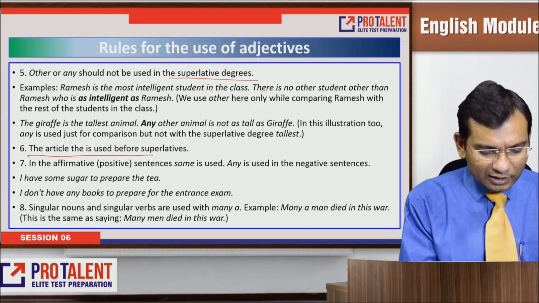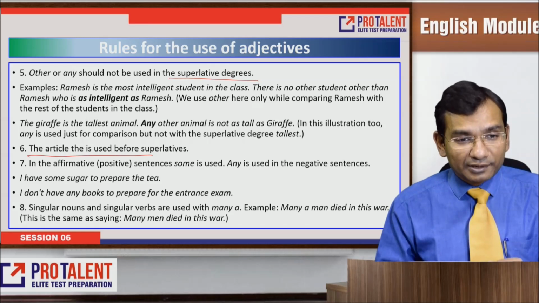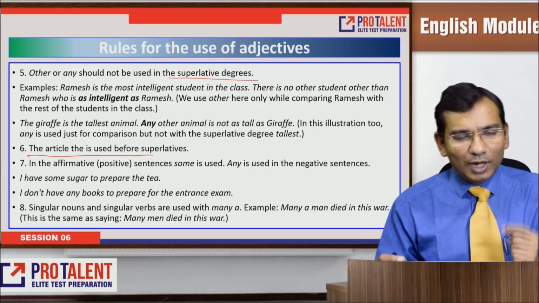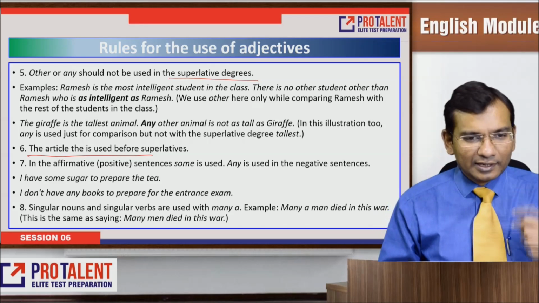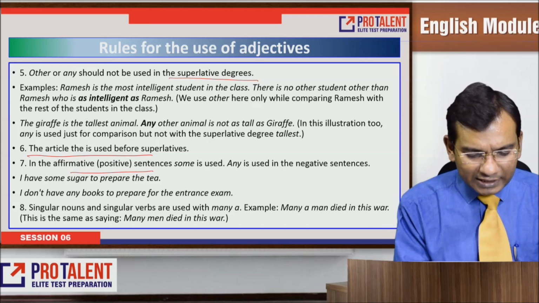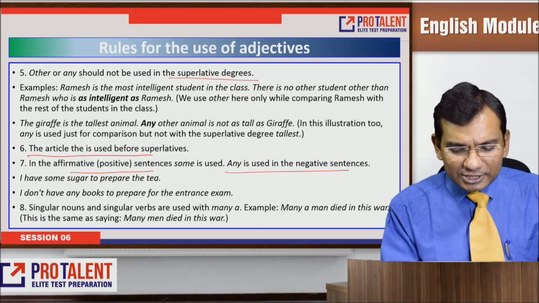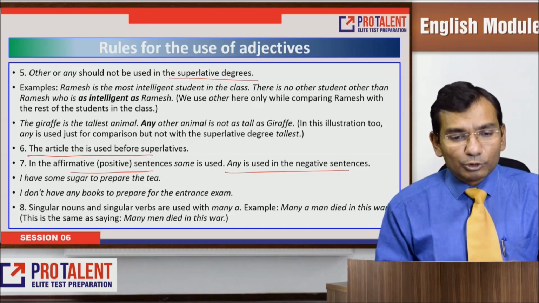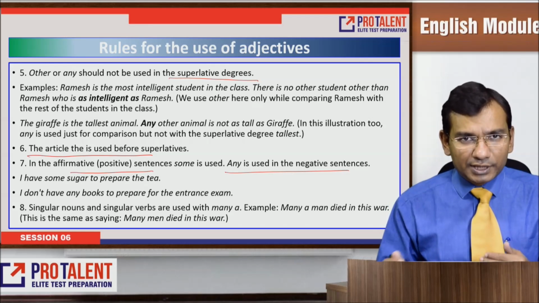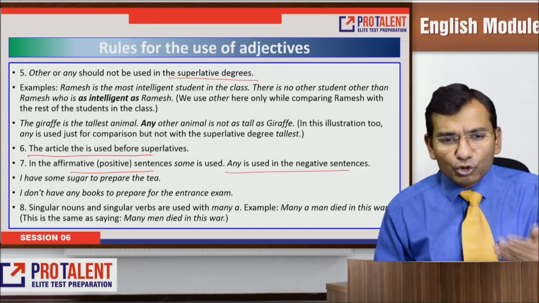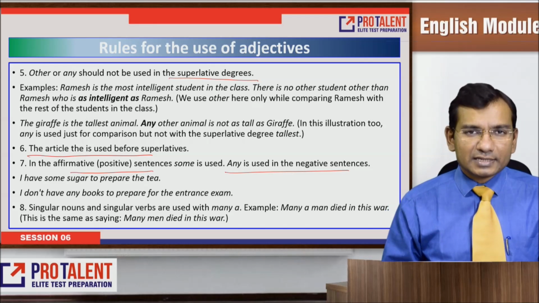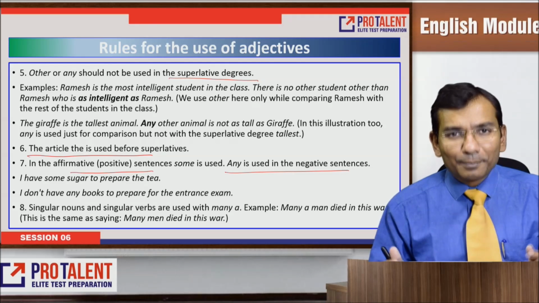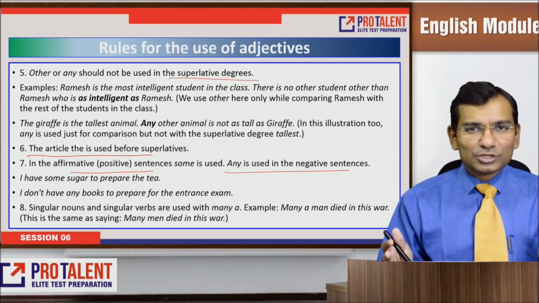Okay, the article the is used before superlative. ये तो पता ही होगा. The most, the greatest, तो the use होगा. This is very important. Then in the affirmative positive sentence, some is used, then any is used in the negative sentence. For example, I have some sugar to prepare for the tea. I don't have any books to prepare for the entrance exam. Okay, so this means अगर negative बोलोगे तो any हो जाएगा, पॉजिटिव सेंस में बोलेंगे तो some हो जाएगा.